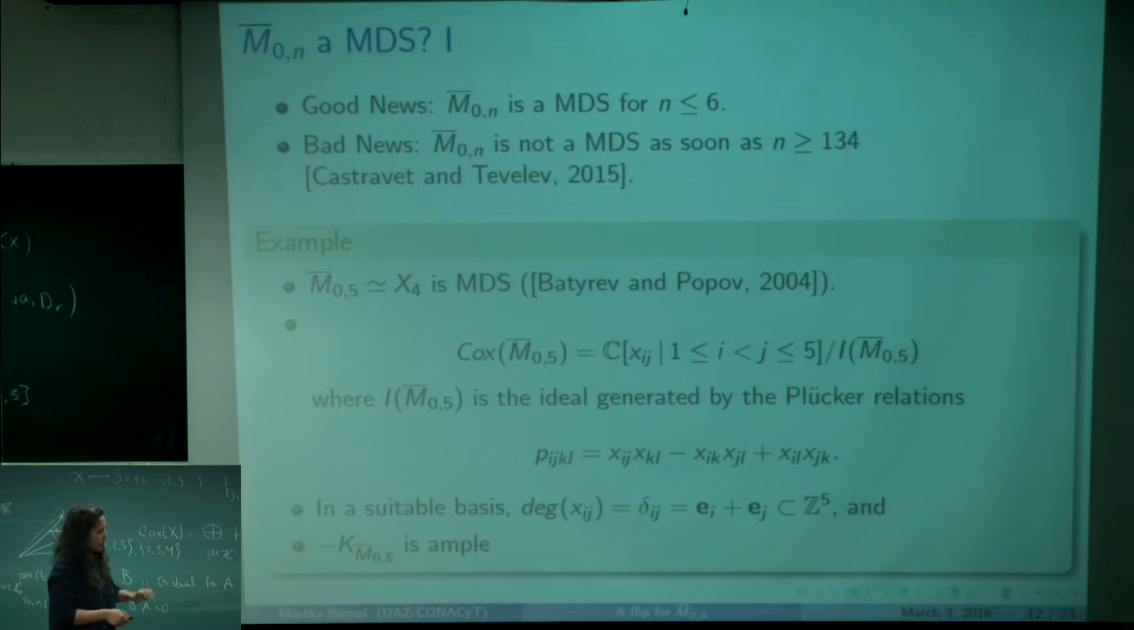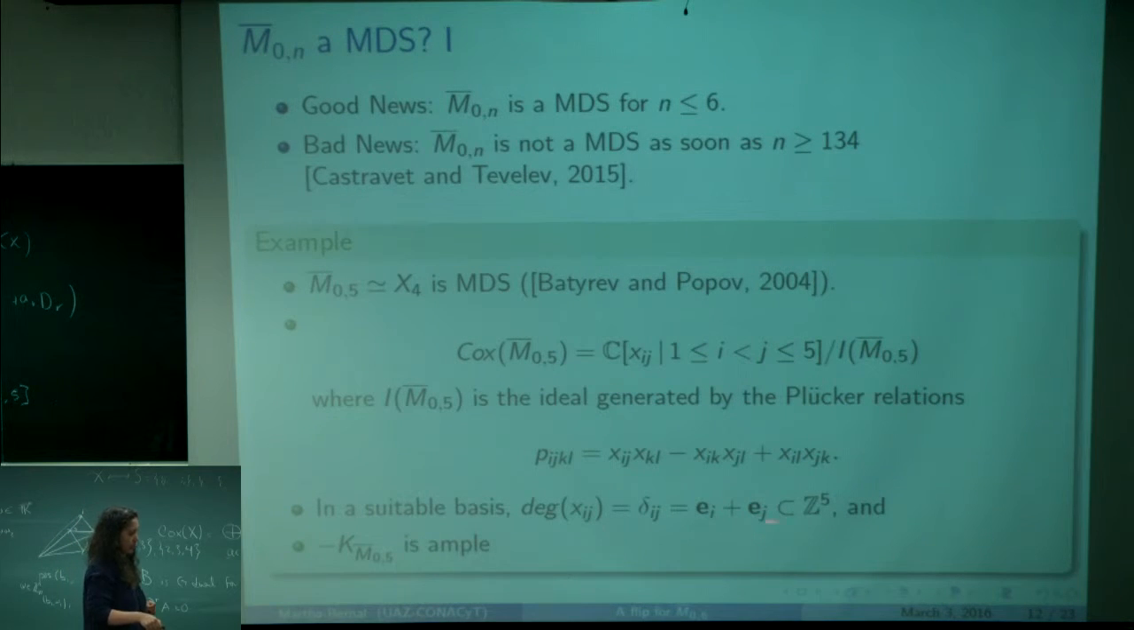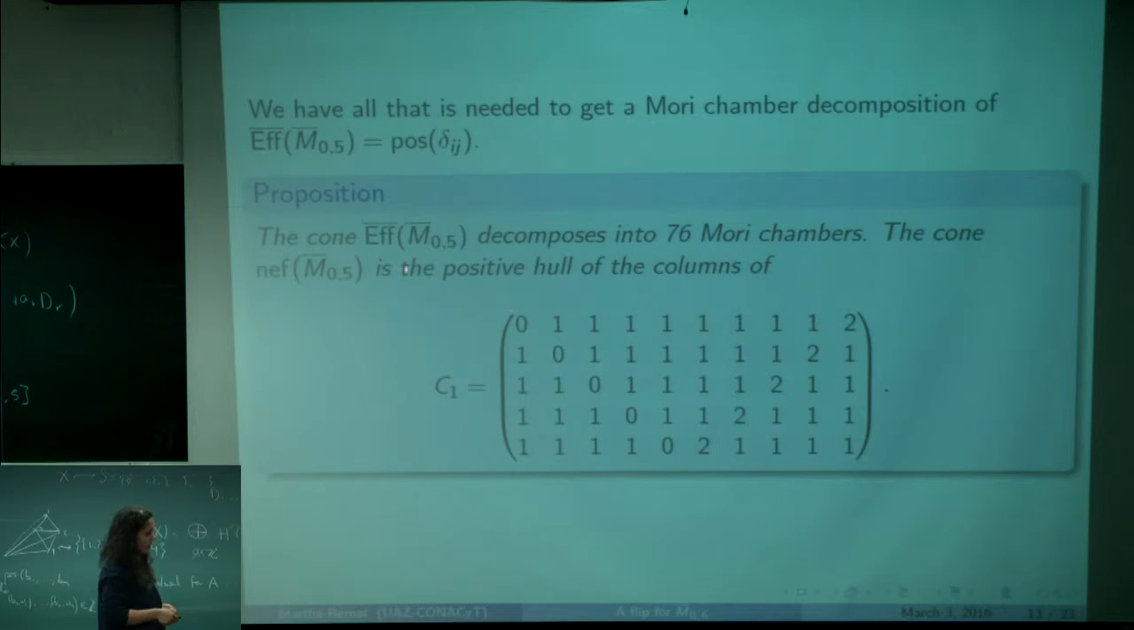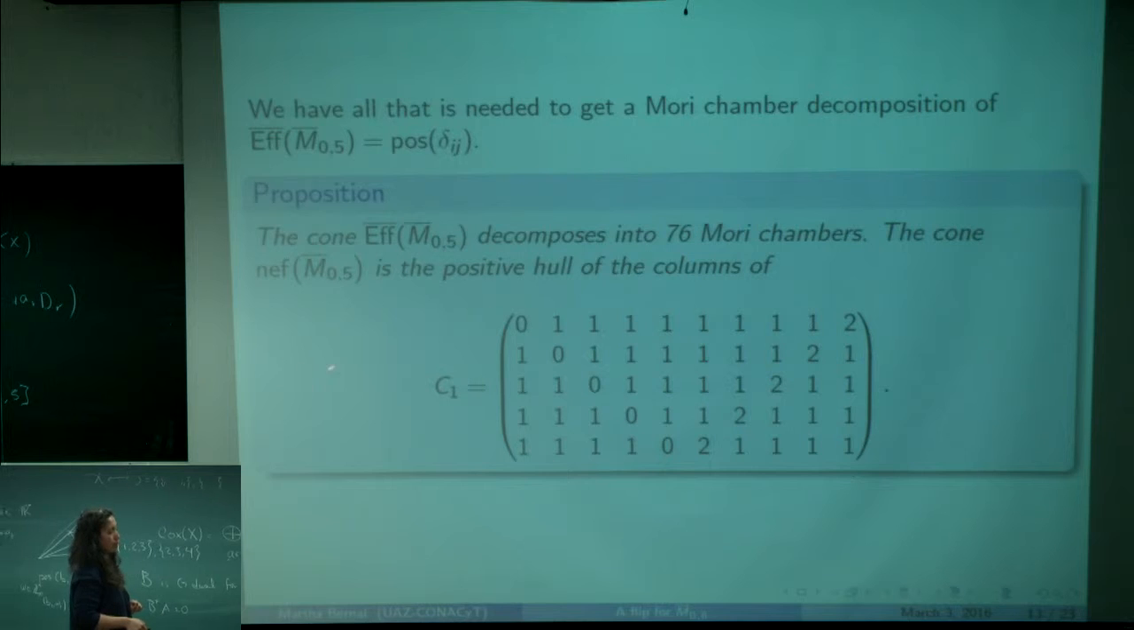So we have the presentation of the Cox ring. We have a suitable basis, so you can make a change of basis so that the degree of these divisors is Ei plus Ej in Z to the 5. We know an ample class, so we have everything we need to perform the program I described before. So we do this using a computer, and we get that the effective cone of M05 decomposes into 76 Mori chambers.